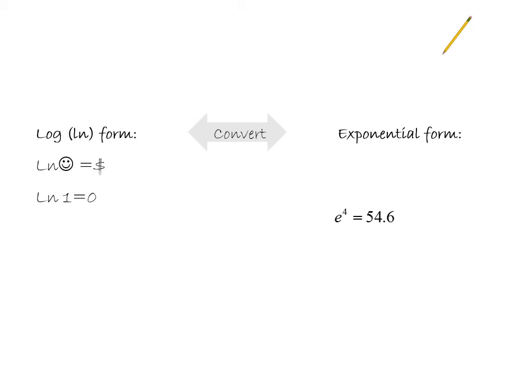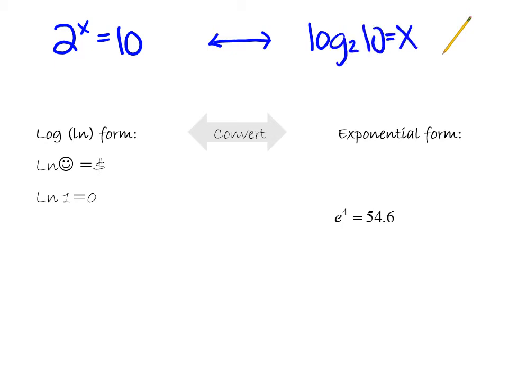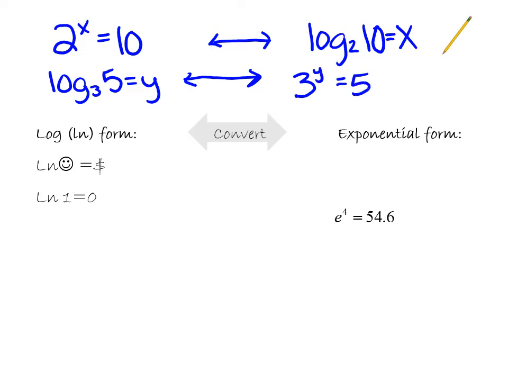We've worked with conversions before, going from log to exponential form. So just a quick refresher. An example could be if I had 2 to the x equals 10. I can convert that to log form. The base becomes the base, the exponent becomes the answer, and what's remaining becomes my main number. We can also reverse that. We could take a look at something with a log base 3 of 5 equals y. And I can convert that to exponential form. And I can say the base becomes the base, the answer becomes the exponent, what's remaining becomes the answer.